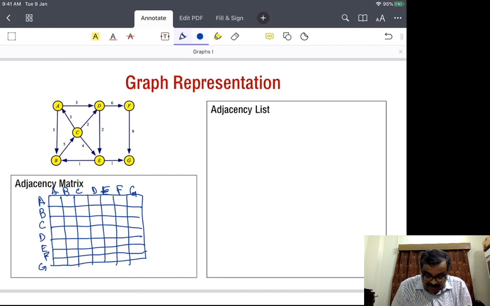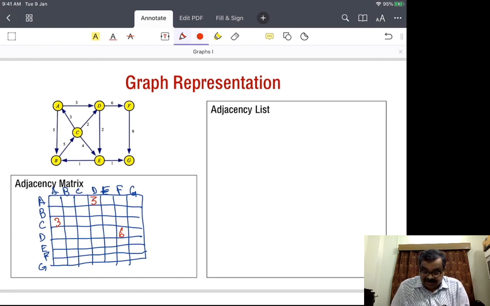From A to D, there is an edge, and its cost, let us put in a different color so that it becomes clear, will be 3. Similarly, from D to F will have 6. Similarly, from C to A will have 3. And you can fill up this adjacency matrix where the values, instead of being 0 and 1, would be the weights associated with the edges. If there is no edge, you could either mark it as 0, if there is no weight 0, or you could mark it as -1 to indicate that there is no edge.